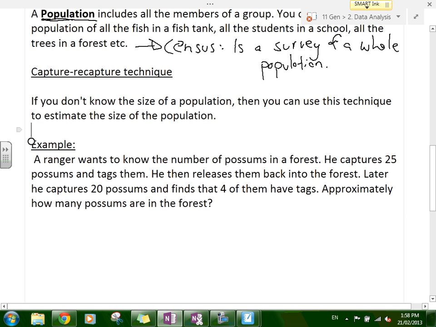Basically, you have a certain thing that you want to find out about, typically fish or animals. So we'll do this example. A ranger wants to know the number of possums in a forest. So he puts traps around and captures 25, and he tags them with a tag. Then he releases them into the wild. A little while later he goes back and captures 20 possums. Out of those 20, 4 of them have tags.